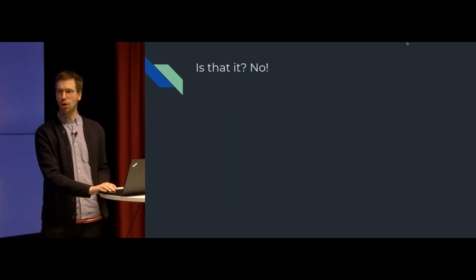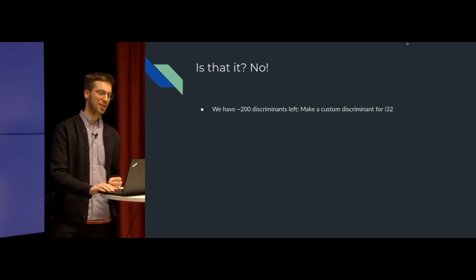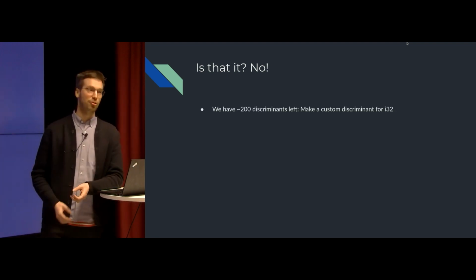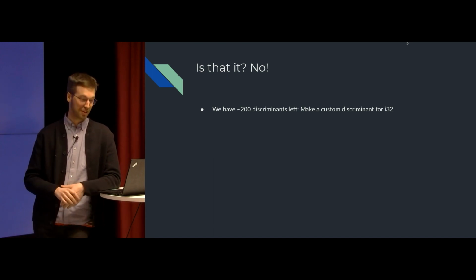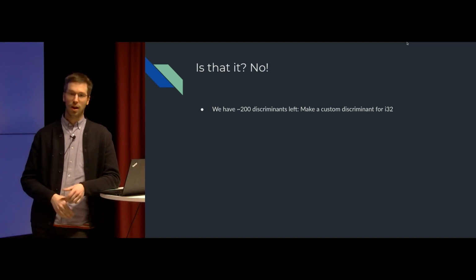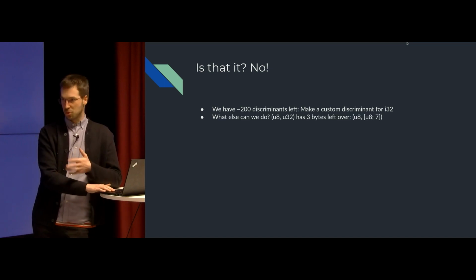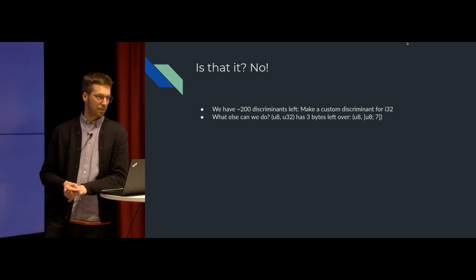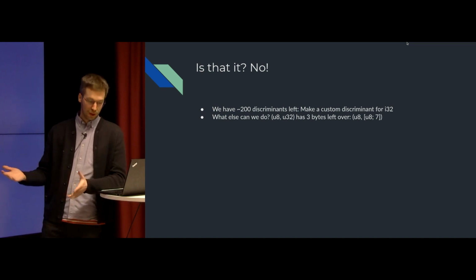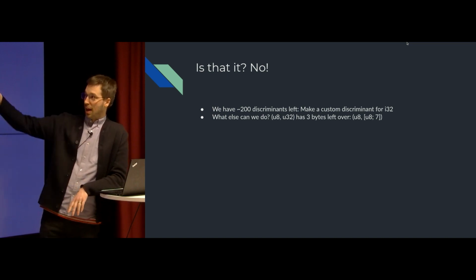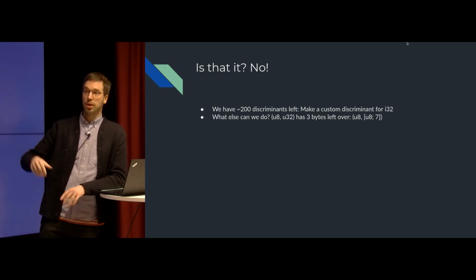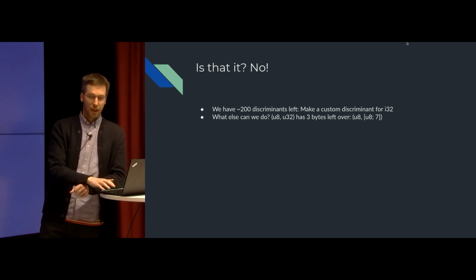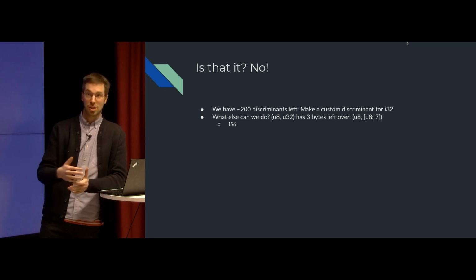But can we do more? Is that it? No, we can do more. We have about 200 discriminants left. That's plenty enough to do some fun things. So let's make a custom discriminant for i32. That's the most important stack case, kind of. What other things can we do? We still have 3 bytes that we were not using, so we can actually do a u8 with 7 bytes of data, and this still fits in our value. So we can actually do an i56.